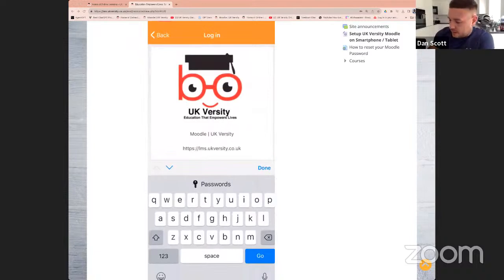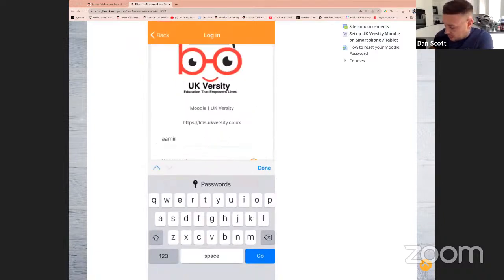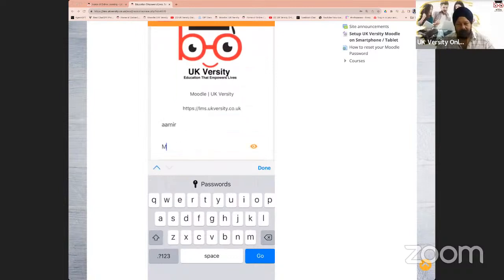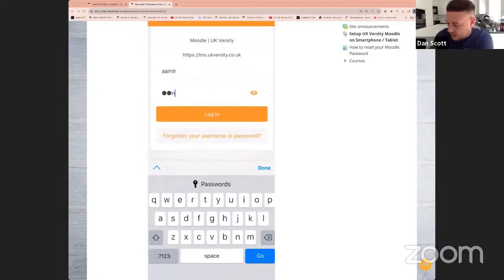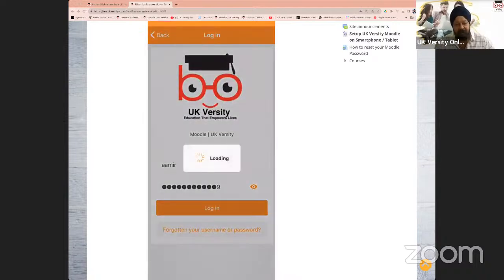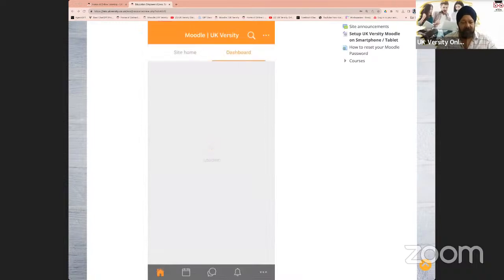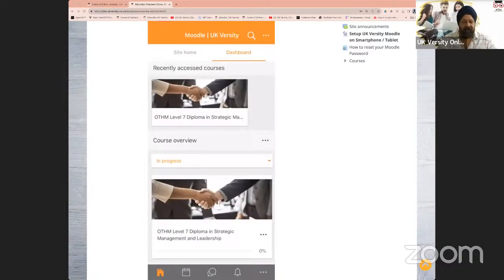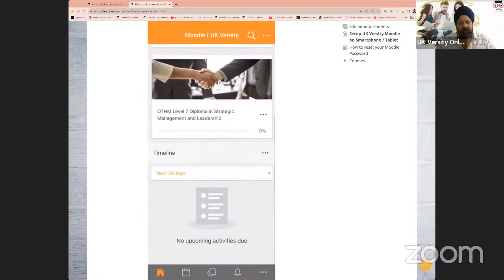Oh, it's the same as basically online, right? So I'll just put that. Correct, that's it. lms.ukversity.co.uk. And then you type your username, which is always in lowercase, and then the password that you've got, which is case sensitive. Initially, we give you a password, but you can reset that to your liking, and that should allow you to log into the system.